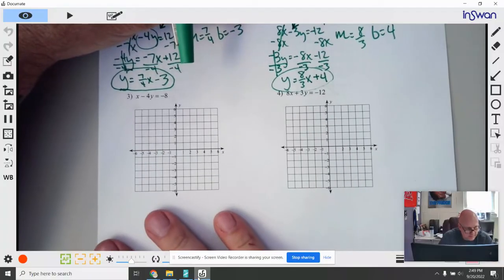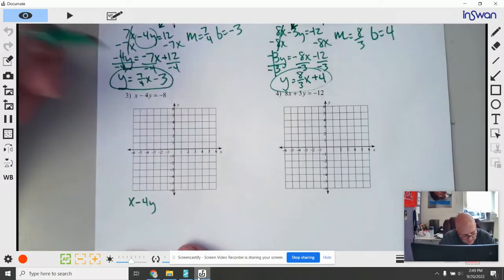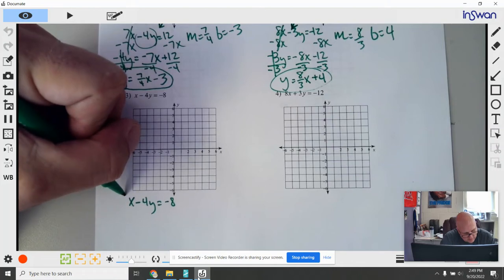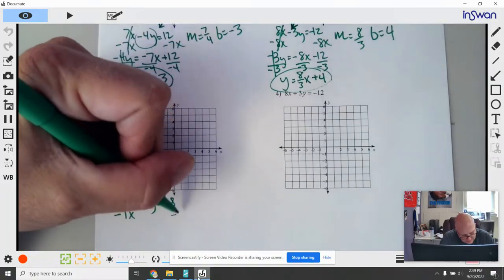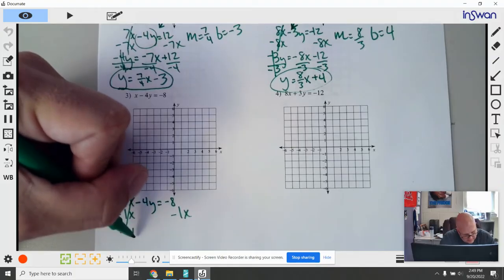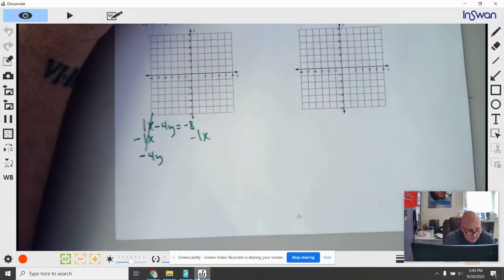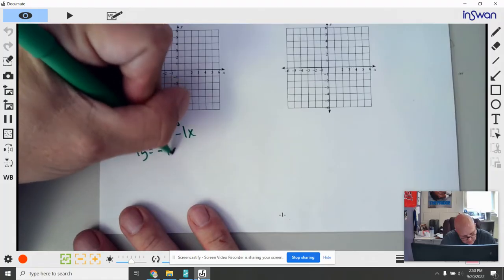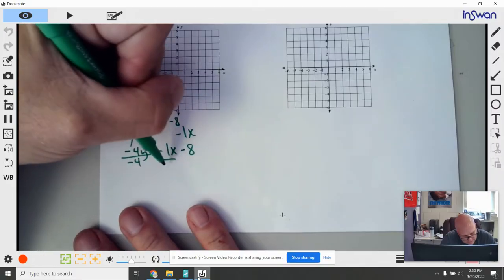So with this one, come down, I'm going to rewrite the equation. X minus 4y equals negative 8. Okay, so I'm going to go ahead and drop a 1 in front of that x there. And I'm going to subtract 1x. This cancels. Bring down your negative 4y. And then I have, so I got negative 4y equals negative 1x minus 8. Then I'm going to divide everything by a negative 4.